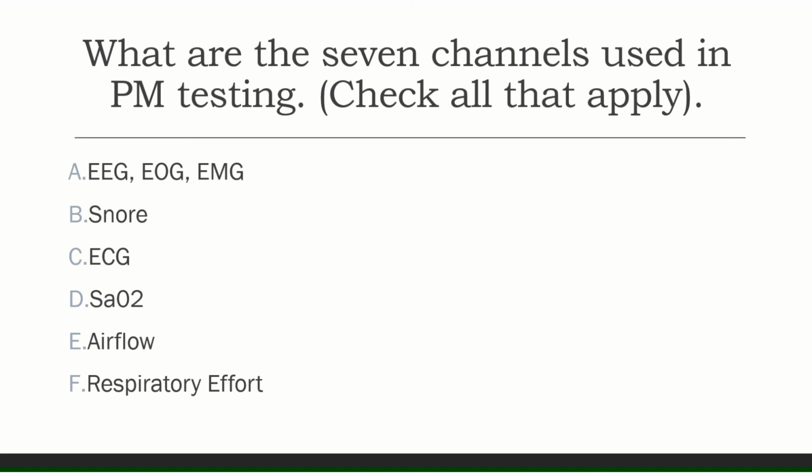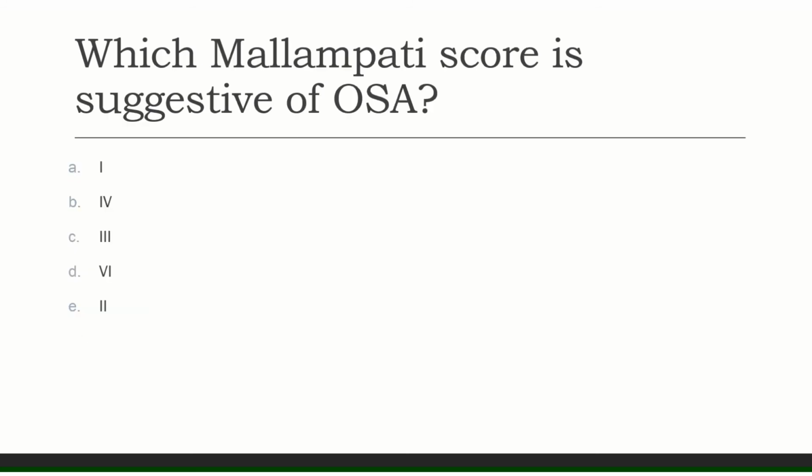And the answer is everything but snore. We don't use snore. These are the 7. If we were using 7 channels, this is what we would do. All right, which Mallampati score is suggestive of OSA? Make sure that you are familiar with your Roman numerals.